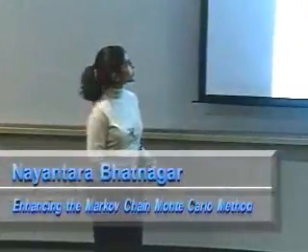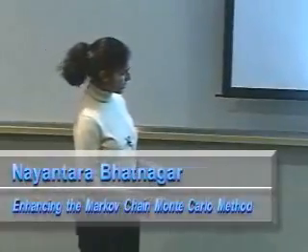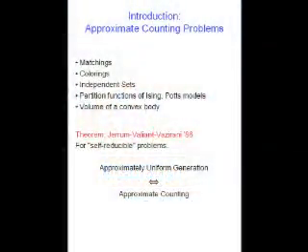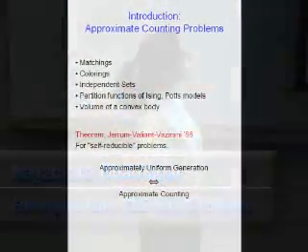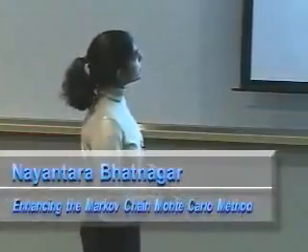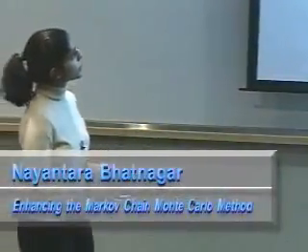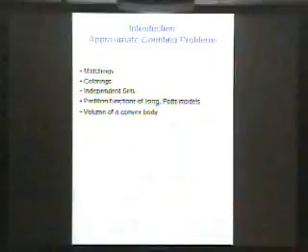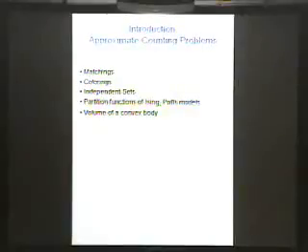So, thanks for coming. The title of my talk is Enhancing the Markov Chain Monte Carlo Method. I'm going to be talking about approximate counting problems. These arise from many different areas and are studied in theoretical CS. For example, matchings, colorings, and independent sets are studied in combinatorics. Partition functions of the Ising model or the Potts model are studied in statistical physics, and there are natural problems that come up in geometry, like approximating the volume of a convex body.